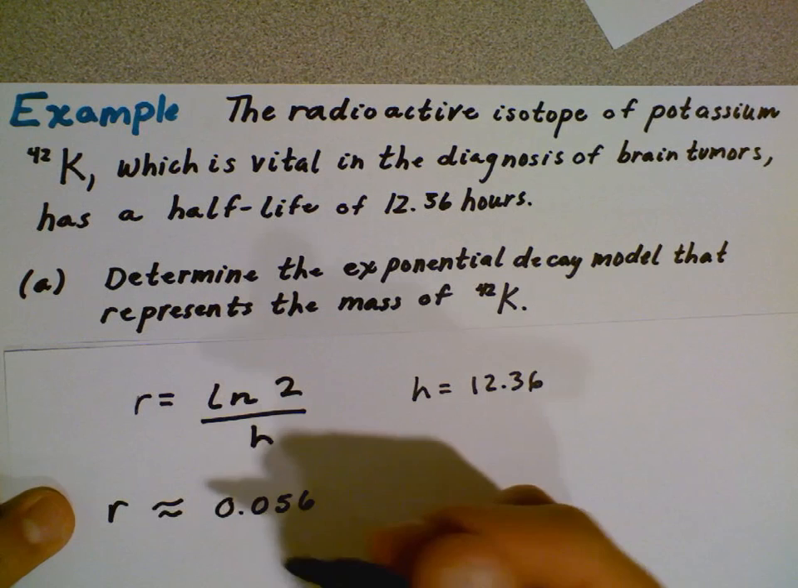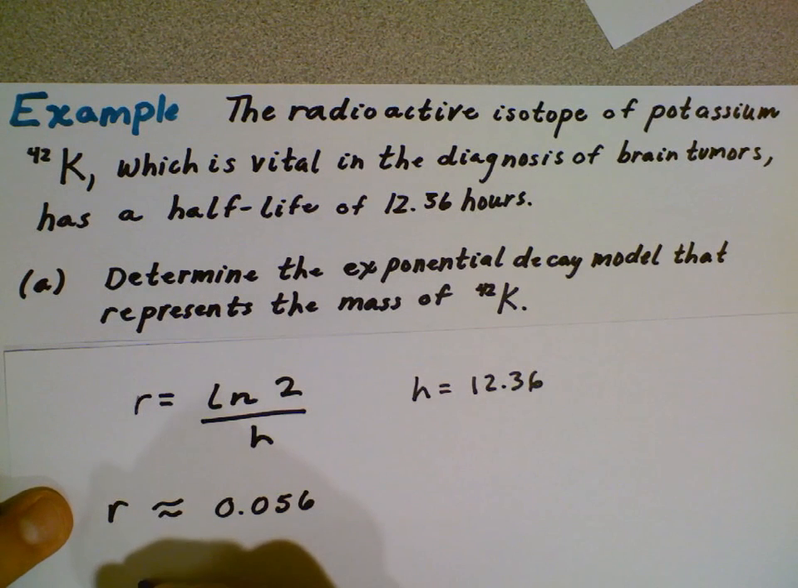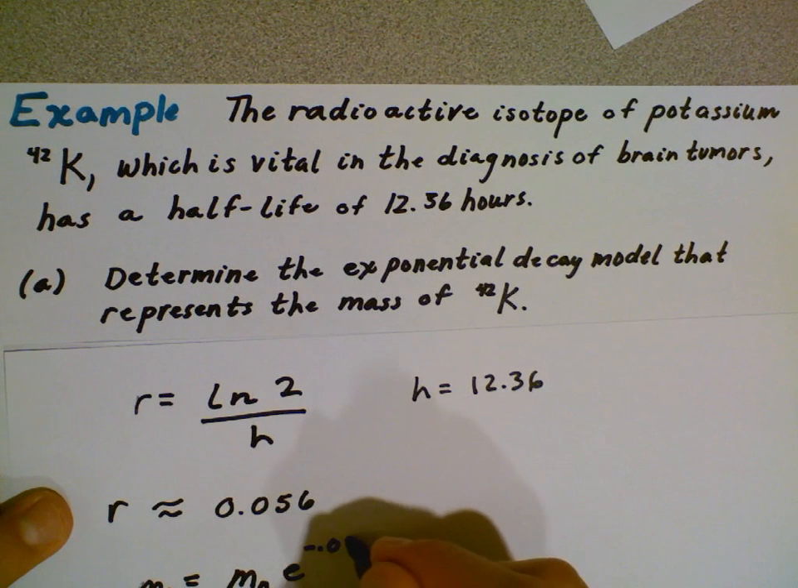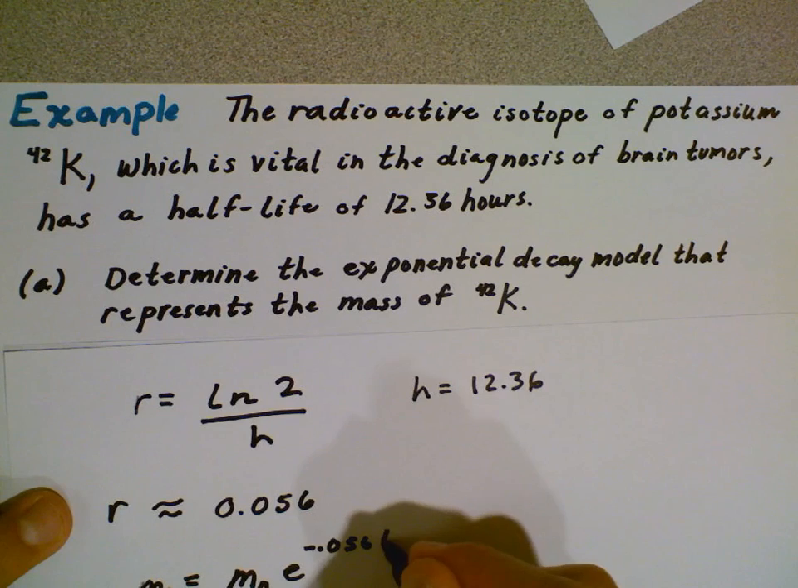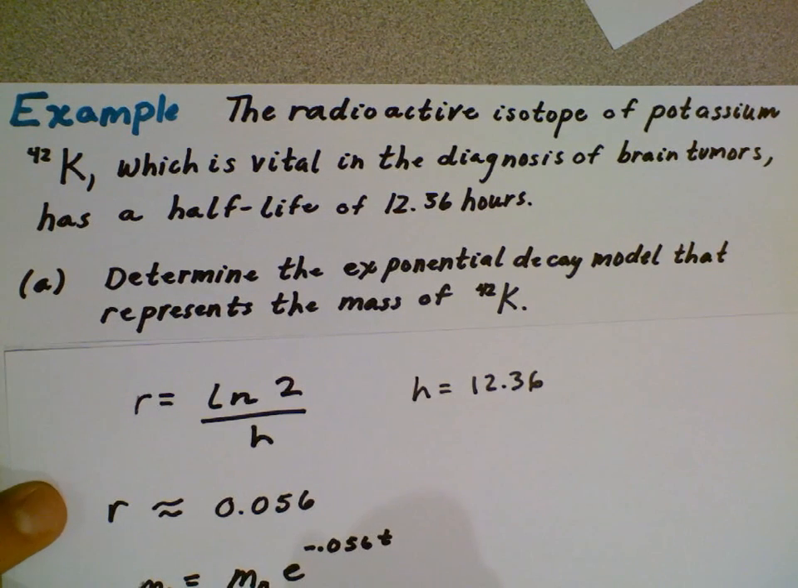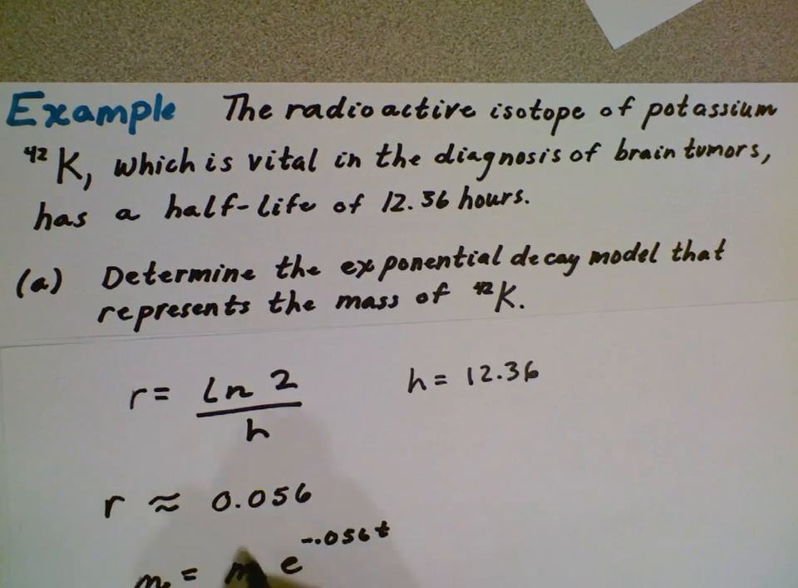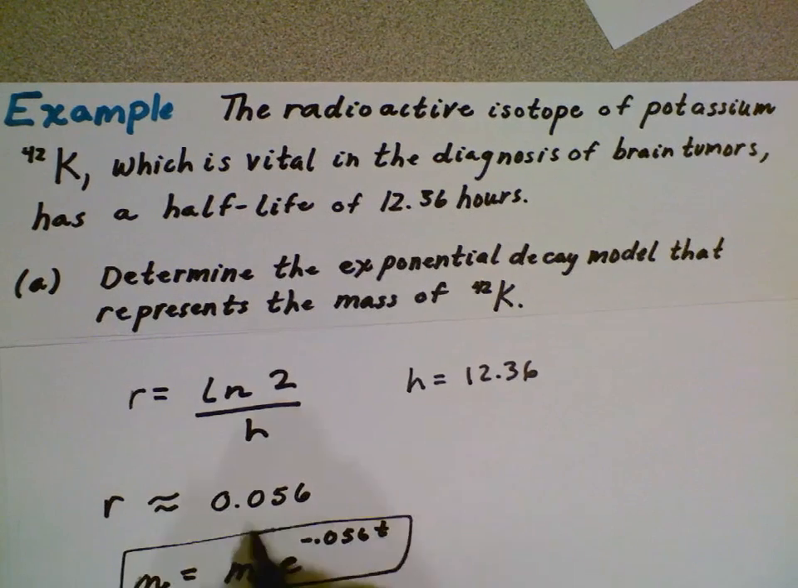So the exponential model for this is: the mass is going to equal the initial amount times e to the negative 0.056t, and that's going to be the model for potassium. Now, part B is a little bit easier, so we have part A all taken care of.